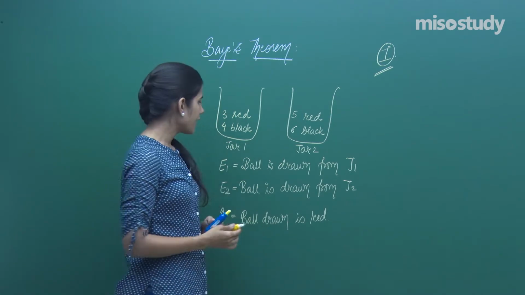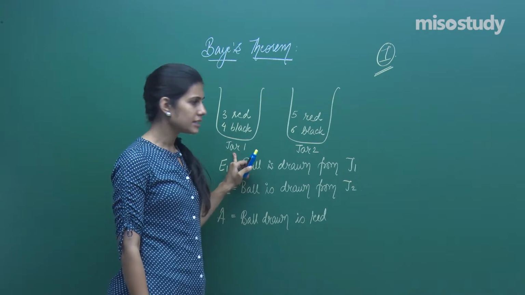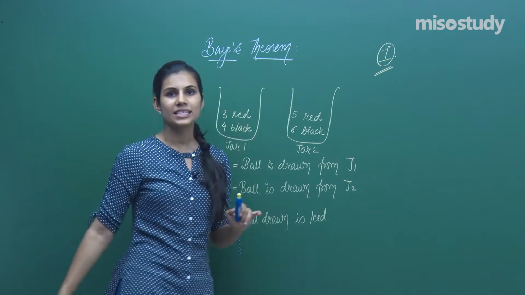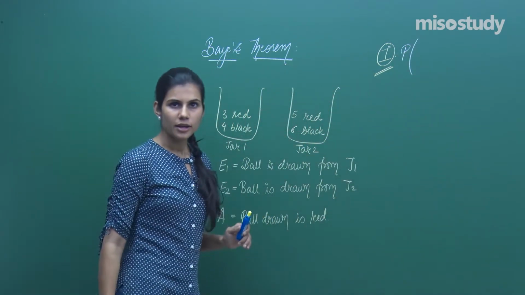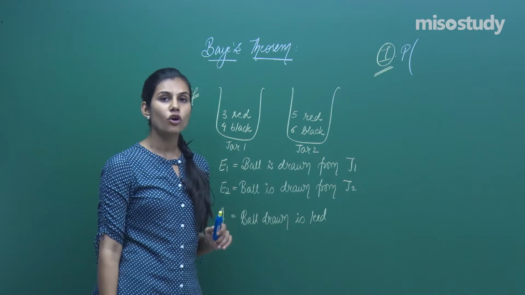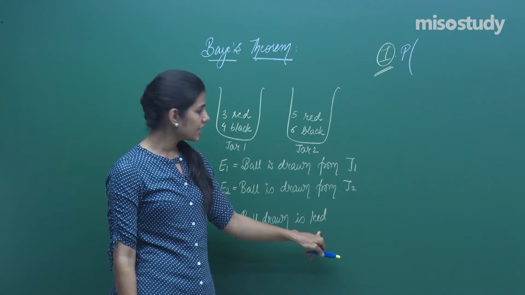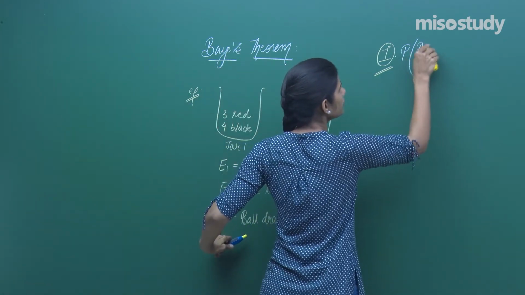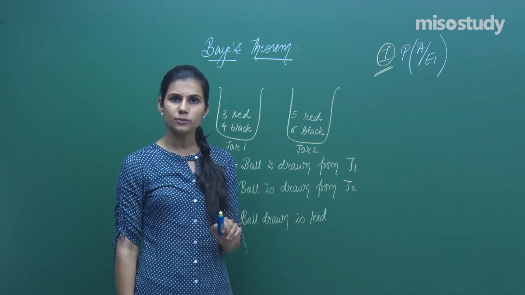Now, the first scenario that I just dictated to you was that out of the 2 jars, if I am already specifying from which jar the ball is being drawn, the situation becomes very simple, right? If I am saying that the ball is being drawn from jar 1, then tell me the probability that the drawn ball is a red ball, when I already know that the ball is being drawn from jar 1. That means what is the probability of occurrence of event A when event E1 has already occurred? Isn't it? We have done conditional probability nicely.